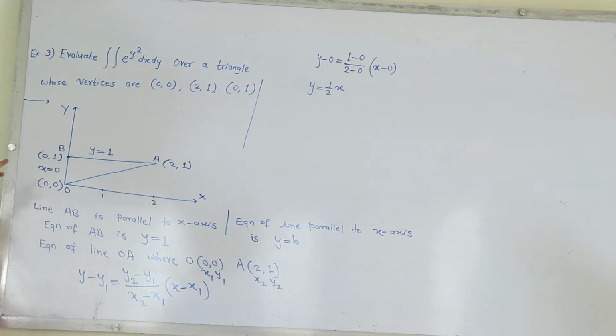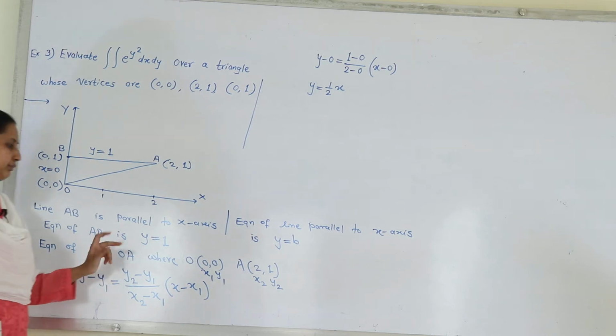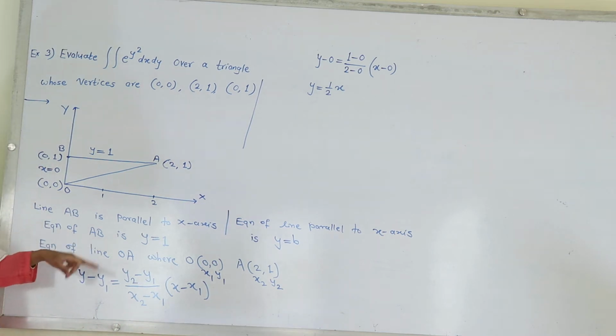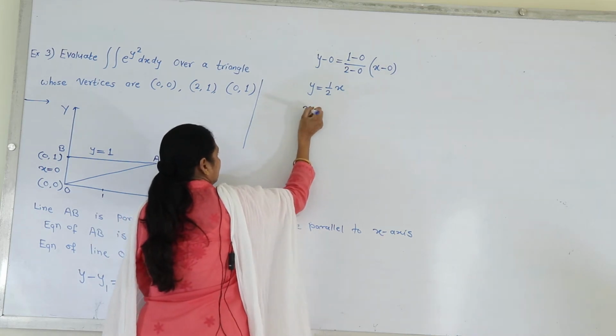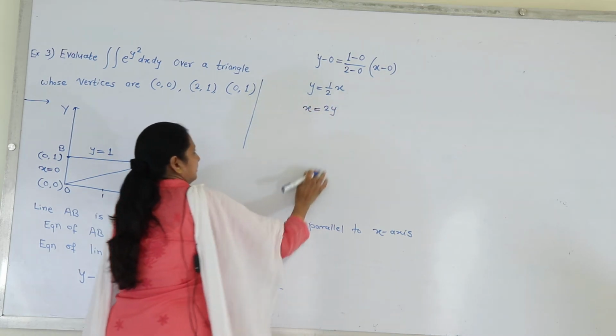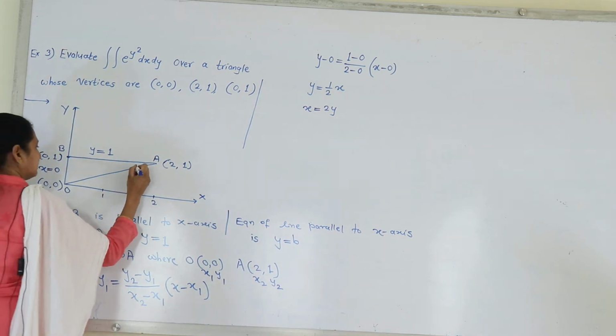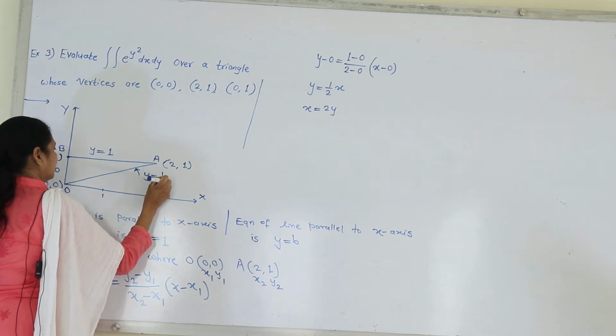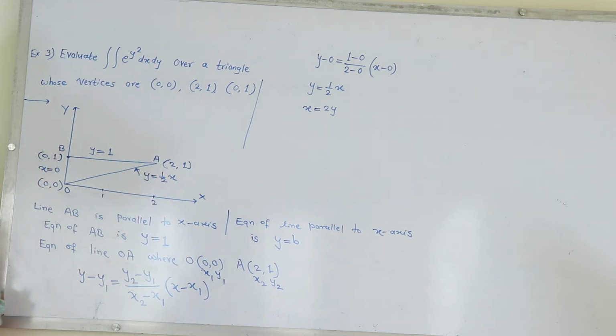We can solve this by y is equal to mx, because the line is passing through the origin, but I have given the general form here because if in place of (0, 0) there is any other point, then you can use this equation. Y is equal to 1/2 x and x is equal to 2y. Now this line is y is equal to 1/2 x, that is, x is equal to 2y.